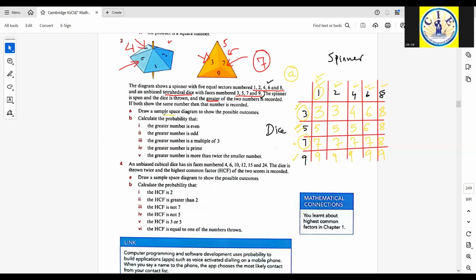Draw a sample space diagram to show the possible outcomes. We have drawn that. Now part B. Calculate the probability that the greater number is even. We need to see the probability. So let's count the even numbers. For part A, probability that the greater number is even.